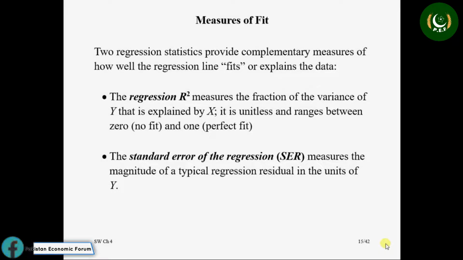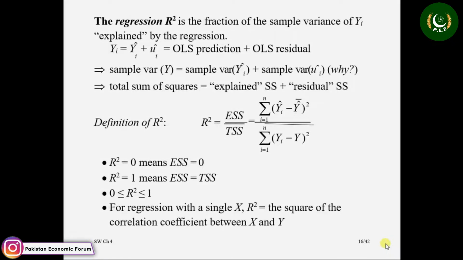Standard error of the regression basically measures the magnitude of a typical regression residual in the units of y. Now, yi equals yi hat plus ui hat. Please keep in mind that the whole objective of any econometric model is to split the observed value of y into two parts: a systematic part and a random part.